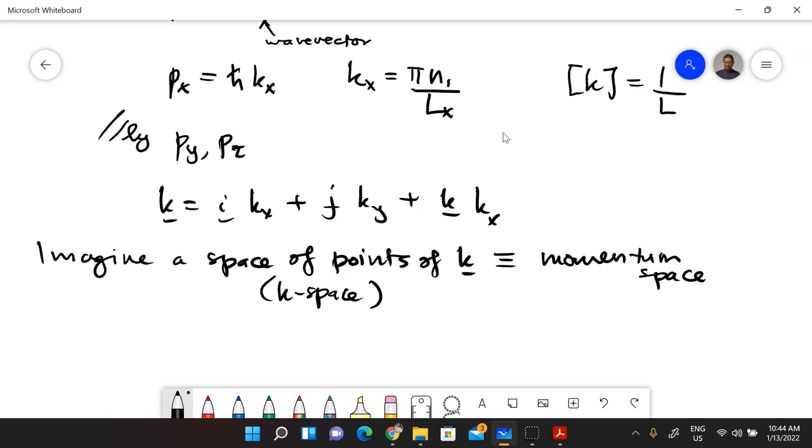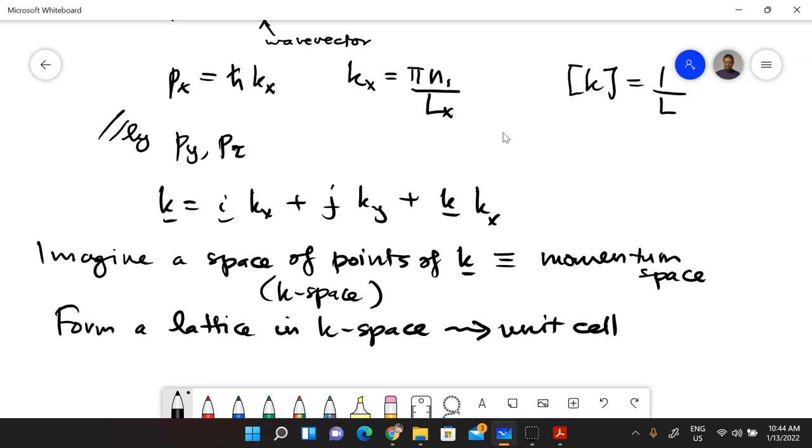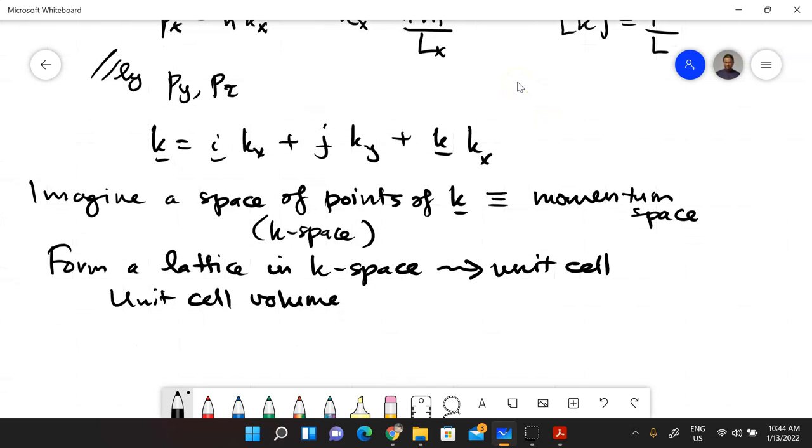So what we do in this particular case is to form a lattice in your k-space. In order to form a lattice, you need a unit cell. Your unit cell will have a unit cell volume, which is the smallest volume that a single particle state can occupy. This is given by pi cubed over L_x L_y L_z. This is just coming from your n_1 equals 1, n_2 equals 1, and n_3 equals 1.